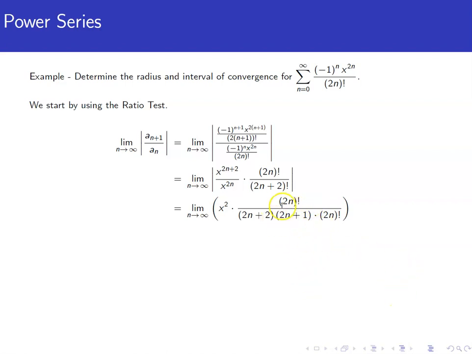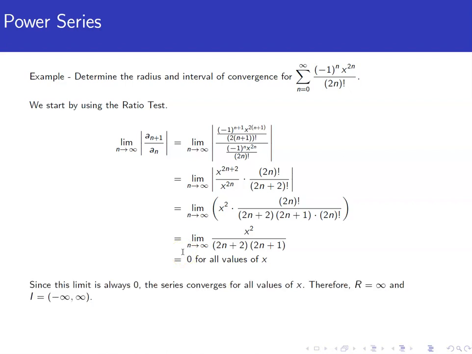All right. So now our 2n factorials cancel. We're left with x squared over (2n+2) times (2n+1). Remember, our x here is fixed. So for a fixed x, this is just a number. These get bigger and bigger as n goes to infinity. So the limit's going to be 0 no matter what we plug in for x. That means that the radius of convergence here is going to be infinity because the series converges for all values of x. And that also means that our interval of convergence is minus infinity to infinity.